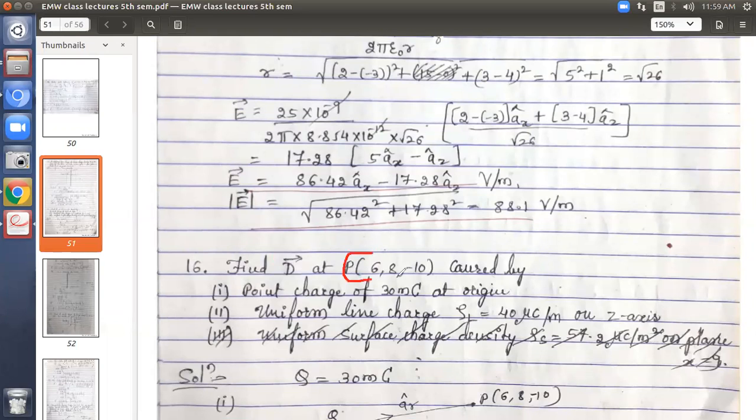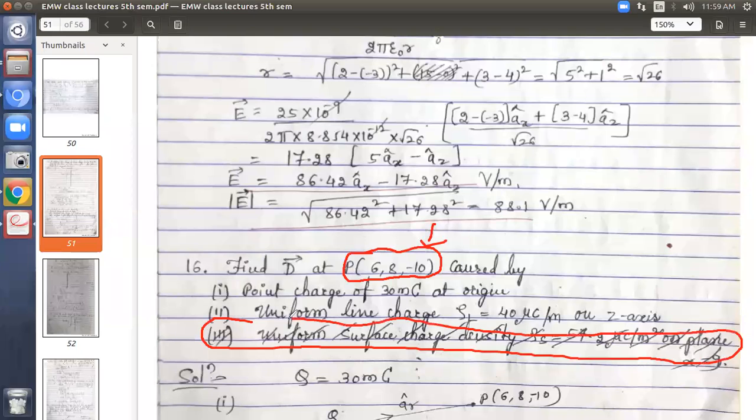Okay, a point is given; the point given is 6, 8 and -10. At this point you have to find the field and the flux. Okay, there are some 2 to 3 sub questions. The third sub question I have scratched, but no doubt the same thing I have already calculated. I will show you afterwards.